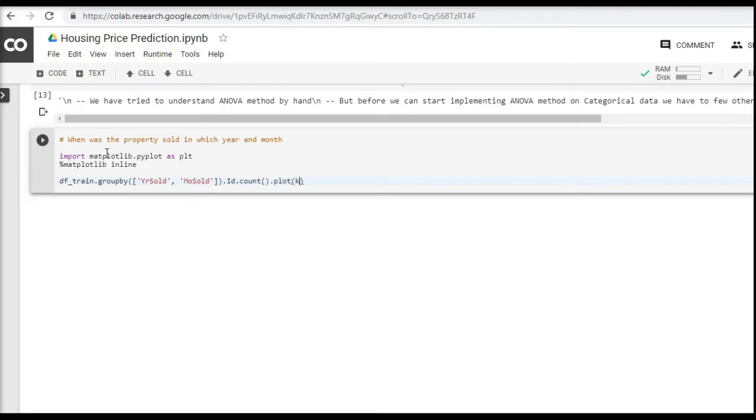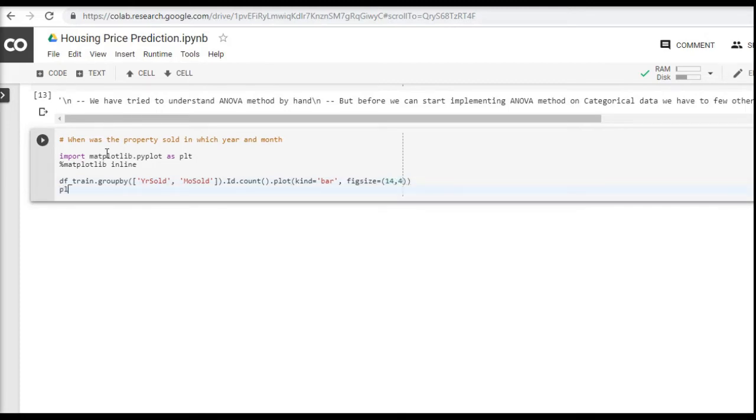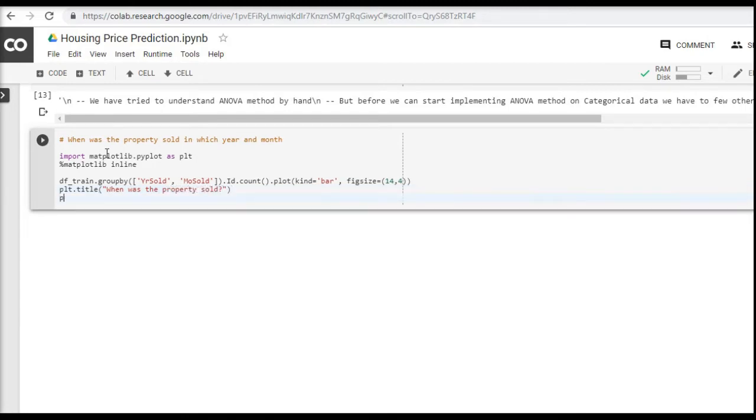plot with kind equal to bar, and we are going to say figure size is equal to 14,4. Now this is the group by result, and then we are going to put a title. For example, we'll say when was the property sold, and then we'll say plt.show. Let's run it and see what it comes up with.